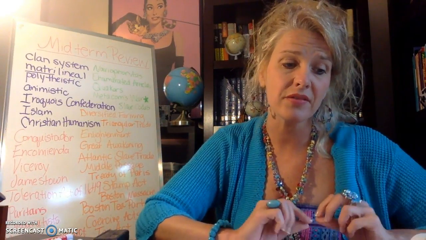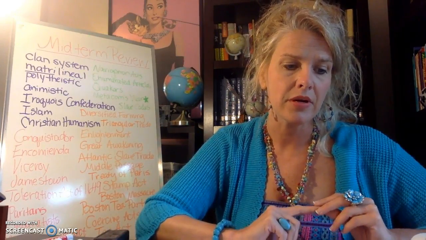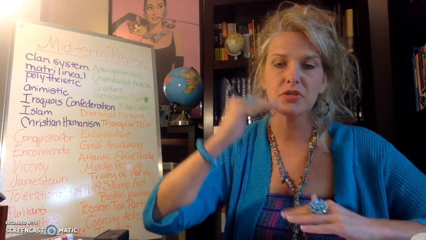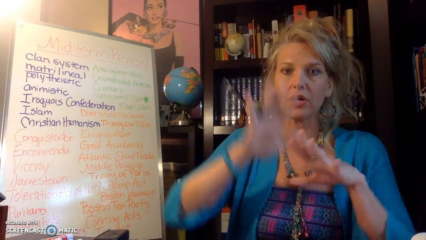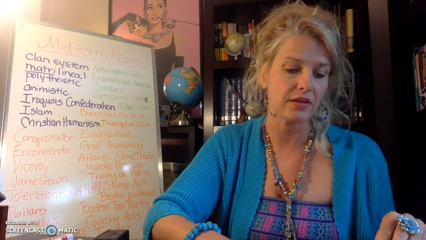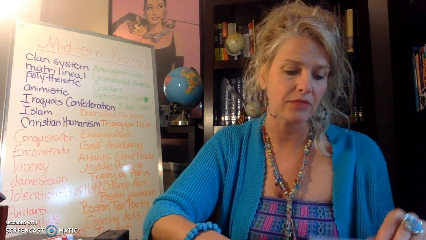Slave codes. These are laws meant to govern the slave system of labor. These laws made it impossible for an African American to live as a free person. So we just stipulated so many things to keep them in the hierarchy of the slave owner, slave, to keep them secure in that hierarchy so that they could not get out.